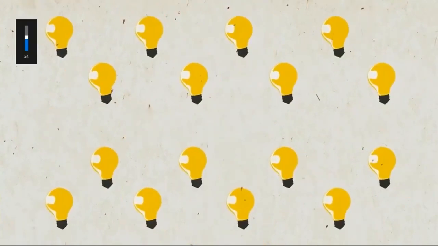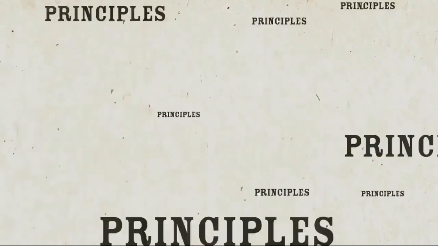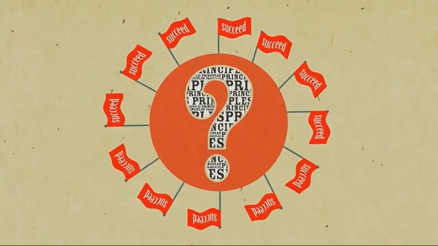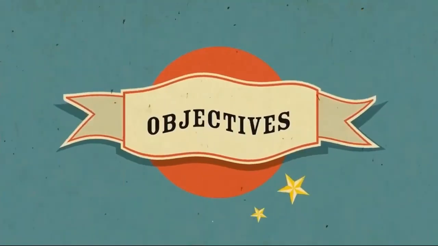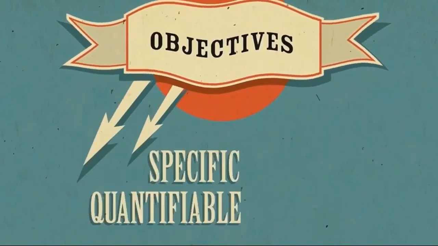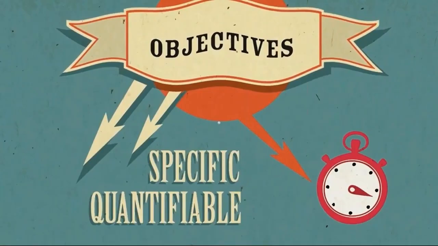Inform its direction and approach. Goals are guiding principles, but principles aren't something you can measure, and without measurements, it can be hard to know if you've succeeded. This is where objectives come into play. Objectives are specific, quantifiable, and have to be met within a set period of time.